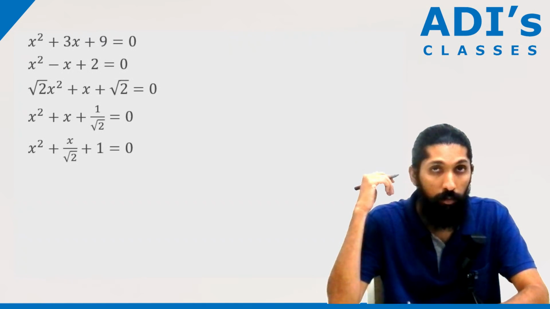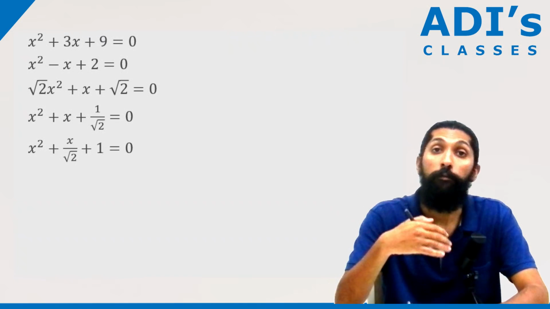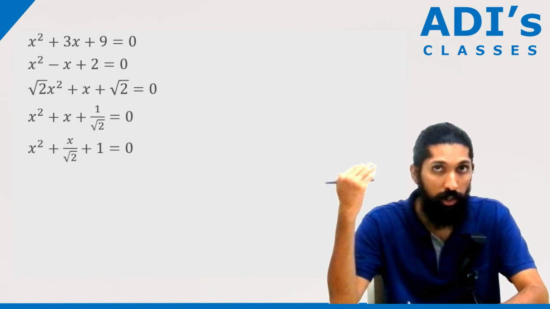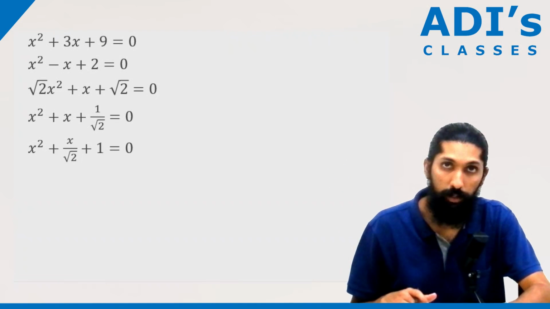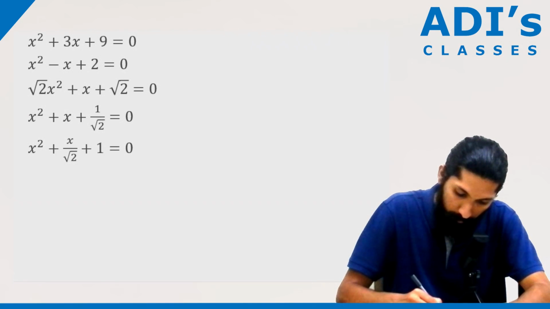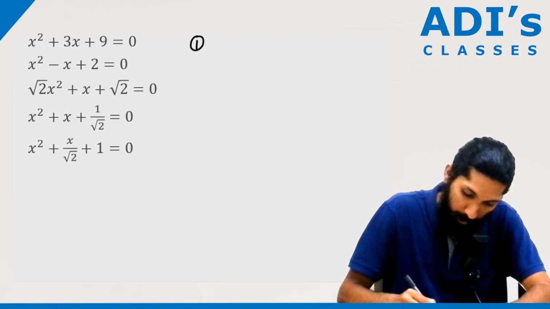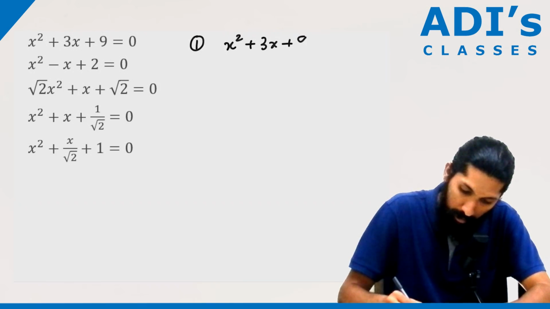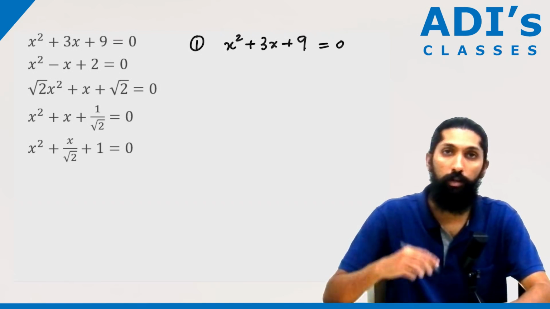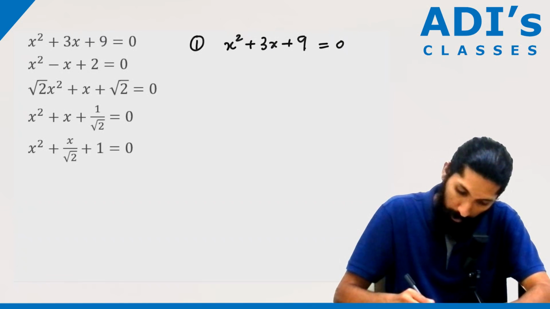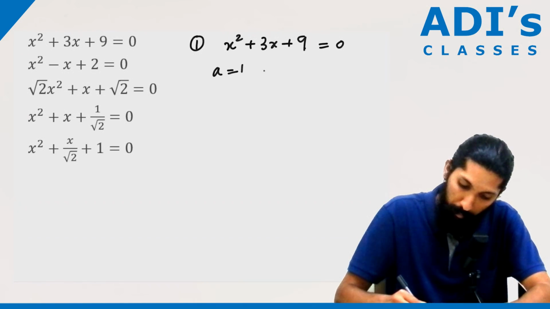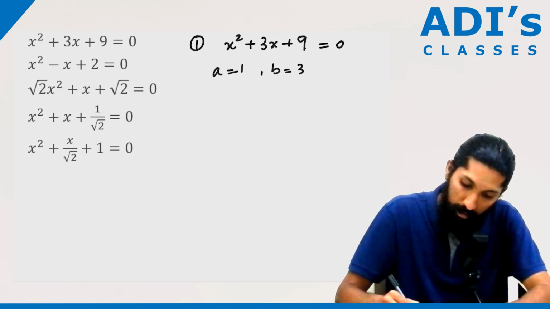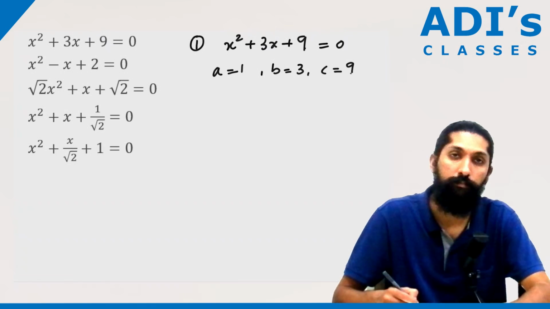If you want, you can pause the video, finish these sums and cross check the answer. Let's start with the first one. The first one is x² + 3x + 9 = 0. You can write the a, b, c values. a is 1, b is 3, c is 9.